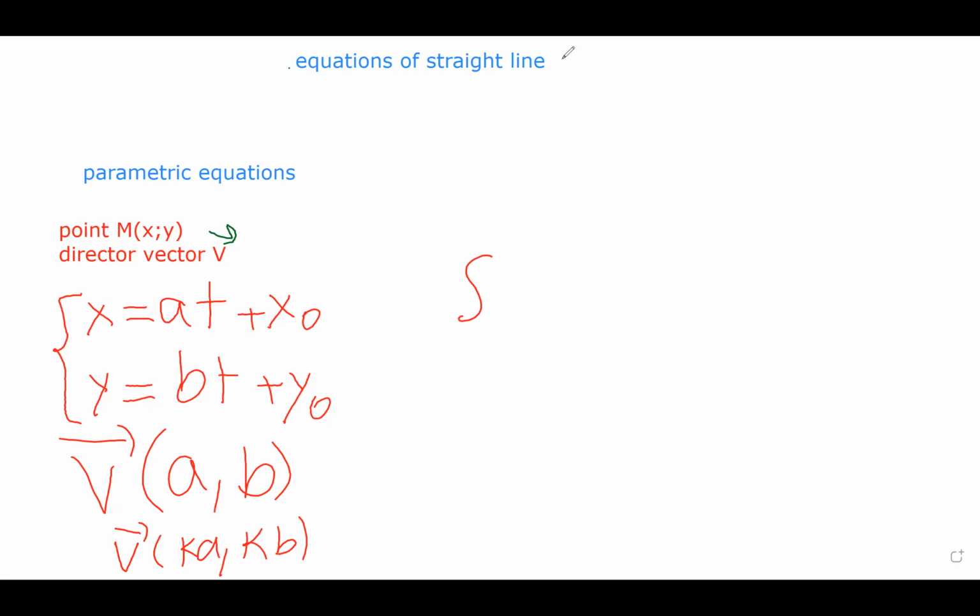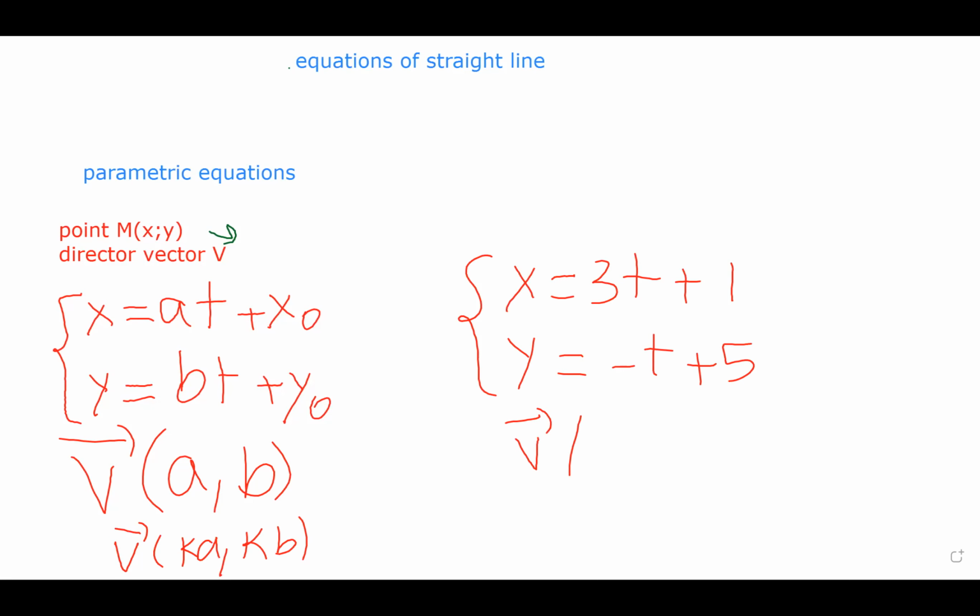Let us take an example. Suppose I have X equals 3T plus 1, Y equals minus T plus 5. Give me a directing vector for this parametric equation. 3, minus 1, or we can write it 6, minus 2, for example. I multiplied by 2, so you can multiply by any number.